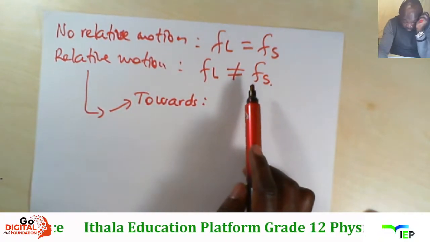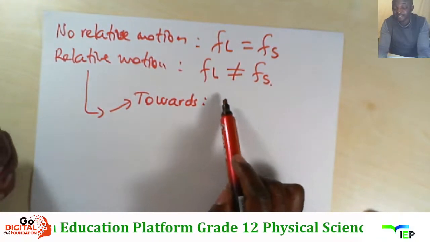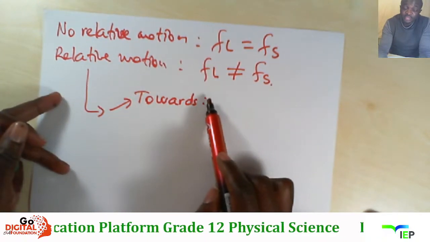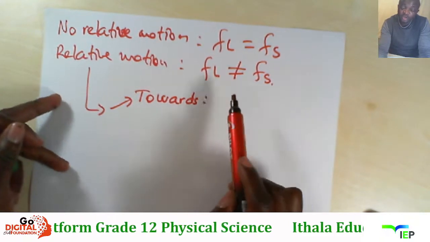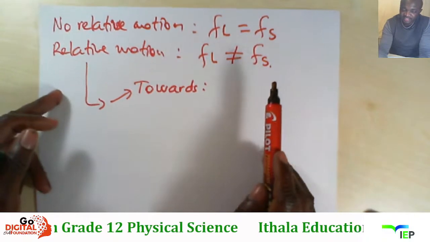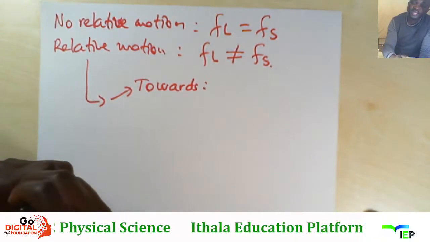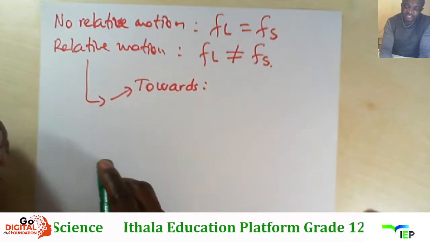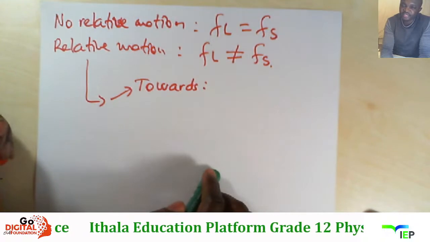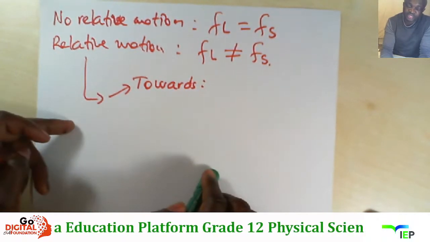So consider that only one of them moves, right? It can be either the listener who is moving toward the source, or the source of sound moving toward the listener. One of them will be stationary. According to the exam guidelines, we use that one is stationary. If the listener is stationary, it means the source of the sound is moving. Or if the source of the sound is stationary, it means the listener will move.